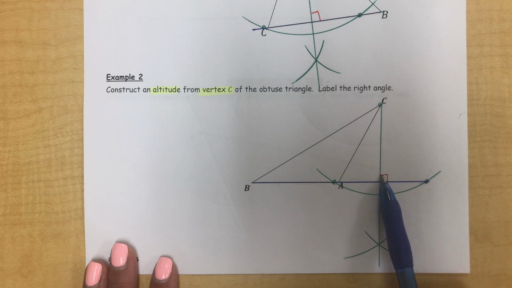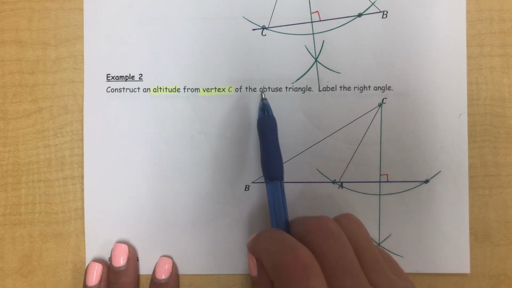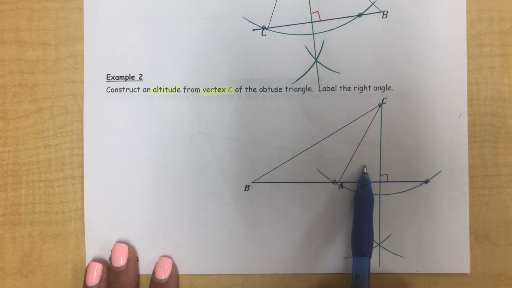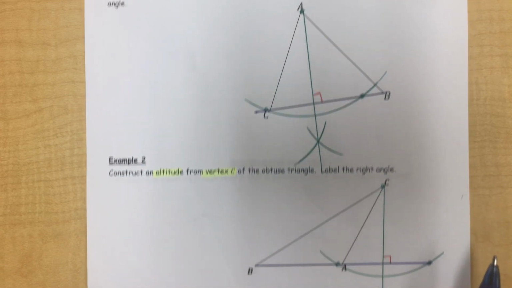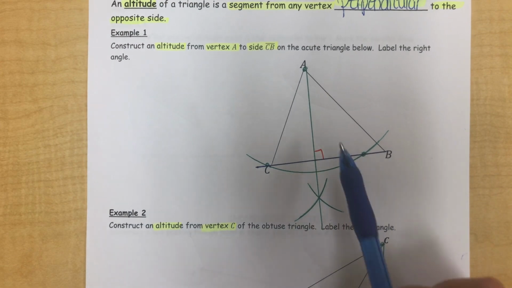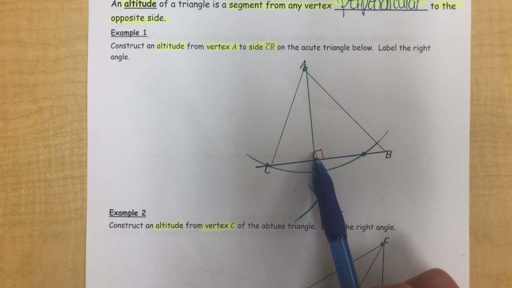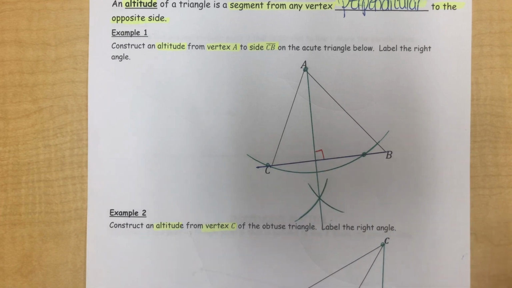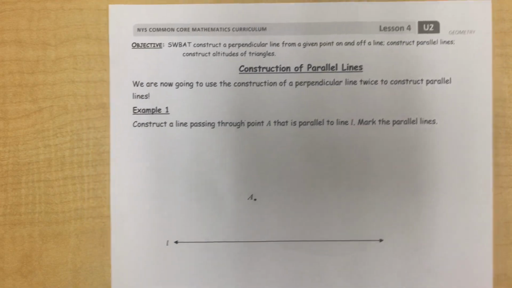This one is outside the triangle because it's an obtuse triangle, outside obtuse. All right, earlier, this was an acute triangle, so this was inside. All right, so just be very careful of that. All right, and last but not least, final question.